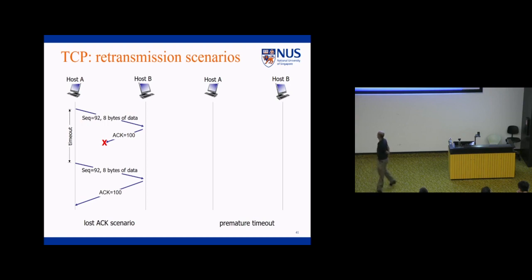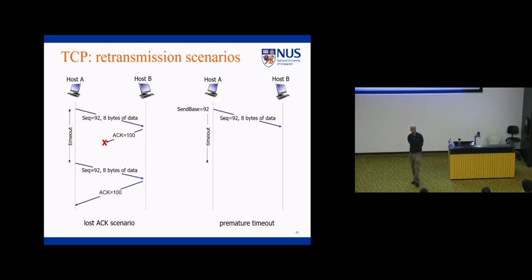So let's say we made a guess, and the guess was too small. Sorry, I said premature, so it should be small. Anyway, so I send the same packet, let's say sequence number 92. It has 8 bytes of data. And then this is the value of the timer that has been chosen.